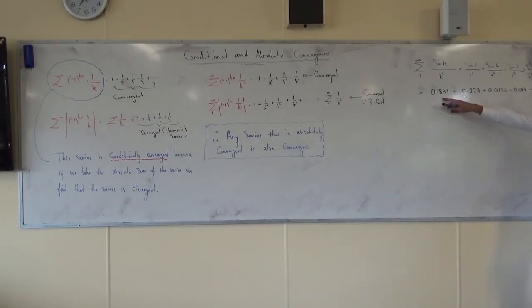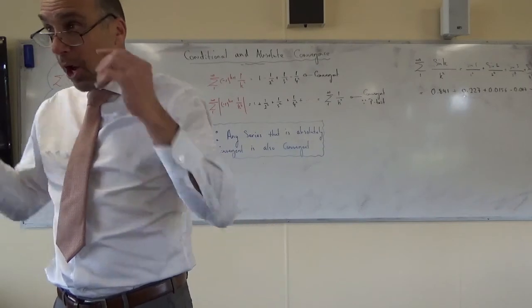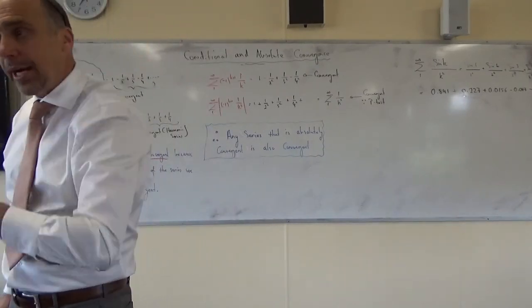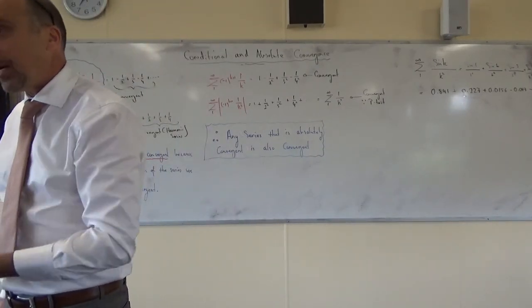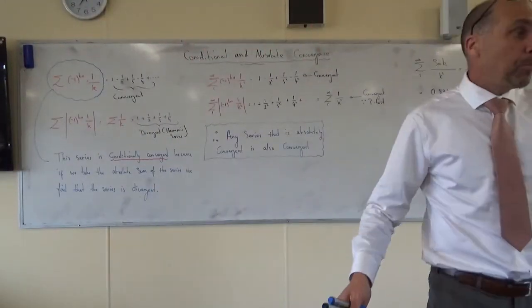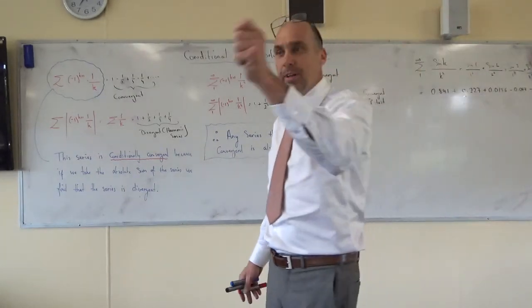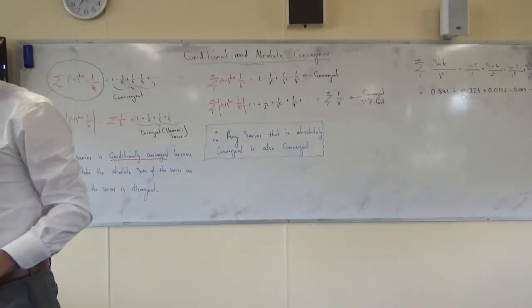So, sometimes these terms are positive, sometimes they're negative. Is that series convergent or divergent? How do I know? Because it's not a purely alternating series, so I can't use the alternating series test. Some terms are positive and some terms are negative, but it's not alternating. What does alternating mean? It means positive, negative, positive, negative. This is not going like that.